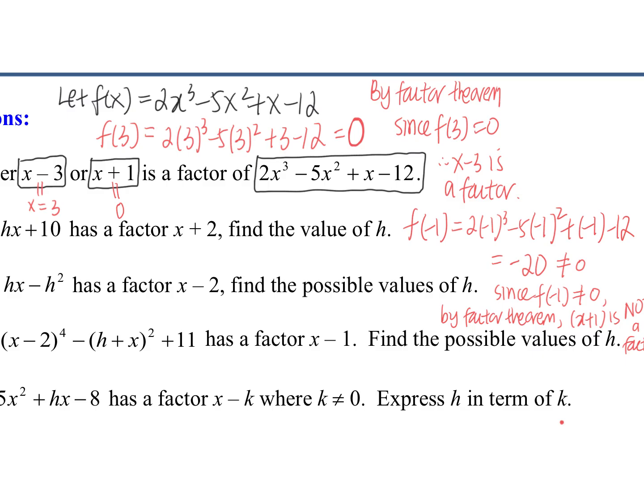Okay, next one I want to go through is 5. 4 is similar to 3, so I won't go through it. I want to go through 5 because they give you a quadratic factor, so I want to address the quadratic factor. Let me bring up this 5.